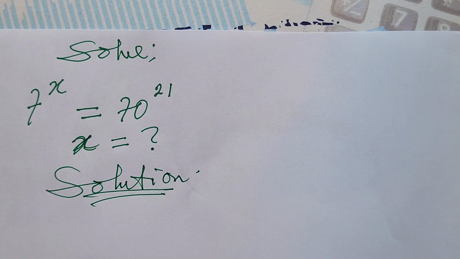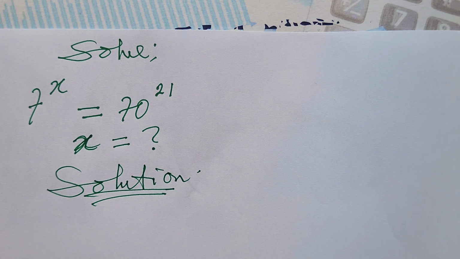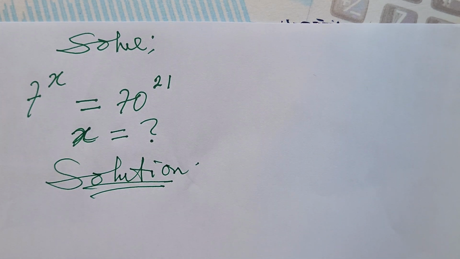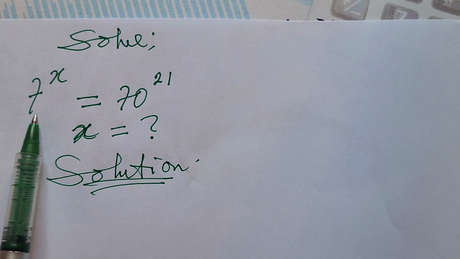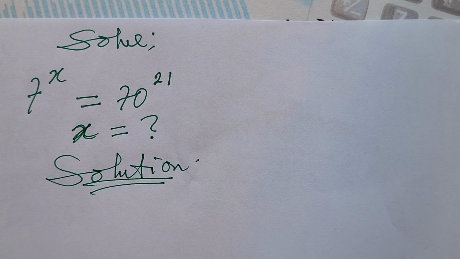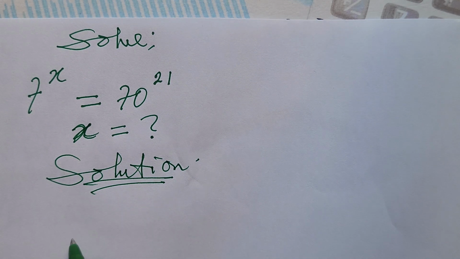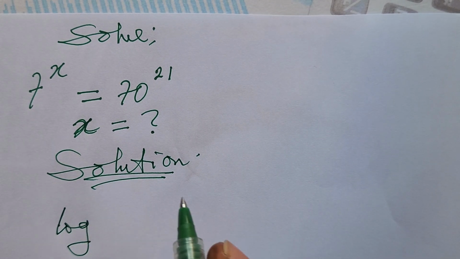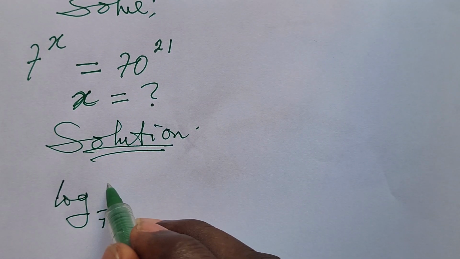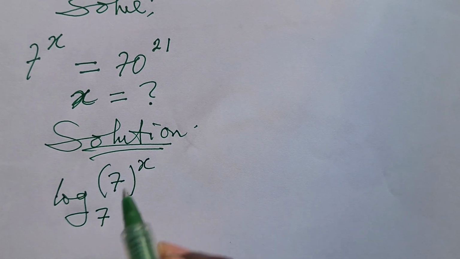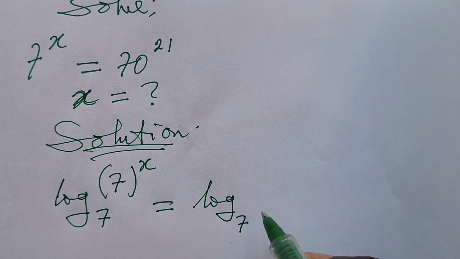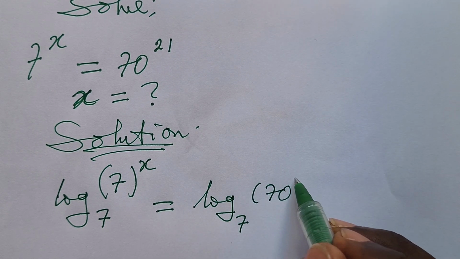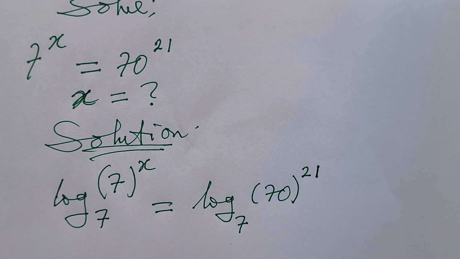Now, the first thing we're going to do is to have the variable we are looking for on only one side of the equation. So the best thing is just to take logarithm of both sides of the equation. But because we have 7 as the base number, we want to take log base 7. So this will give us log base 7 of (7 to the power of x) equals log base 7 of (70 to the power of 21).